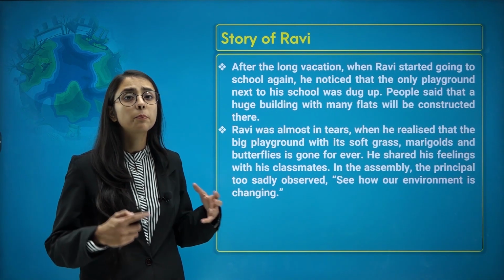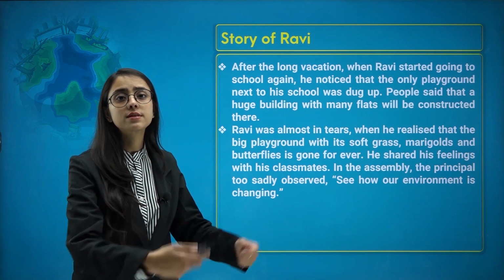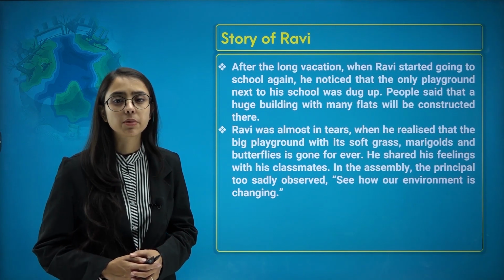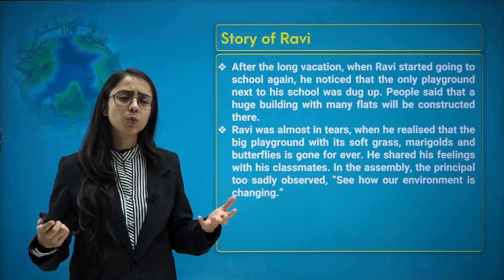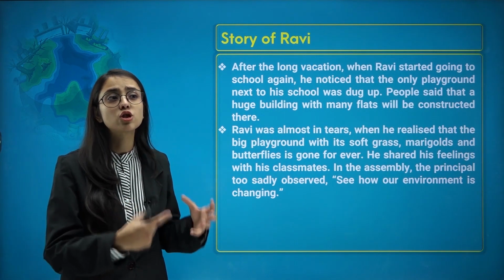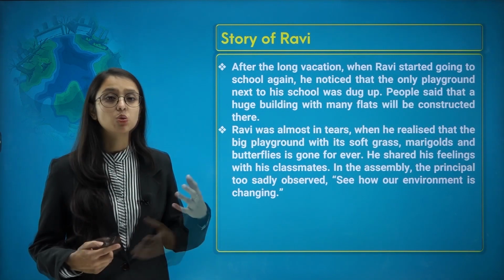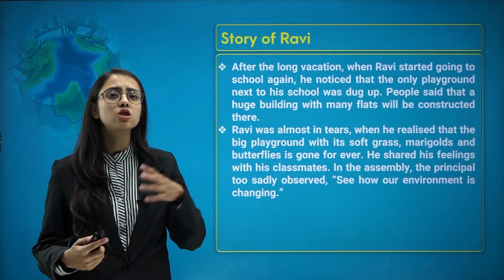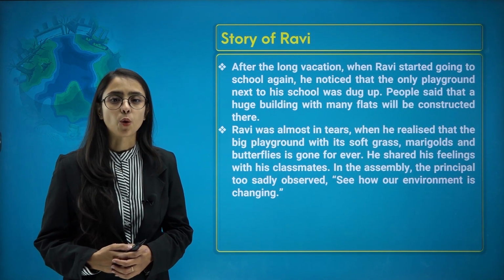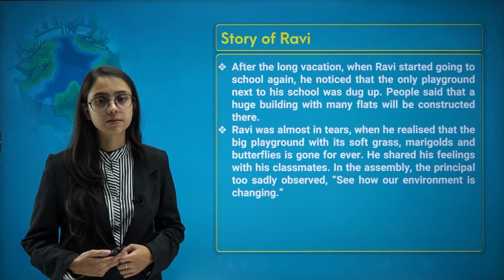He realized that the big playground which was next to his school was destroyed, and it was dug up so that a huge, large building with many apartments could be built over there. Isn't it the same with our environment? We are day by day deteriorating our natural environment, cutting down trees, which is resulting in mass scale deforestation, so that we can build buildings, large infrastructure, flyovers, highways over there. So, this leaves us with what? Nothing but a feeling of sadness.